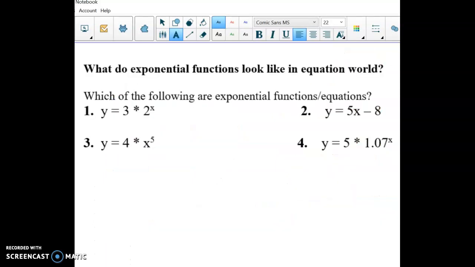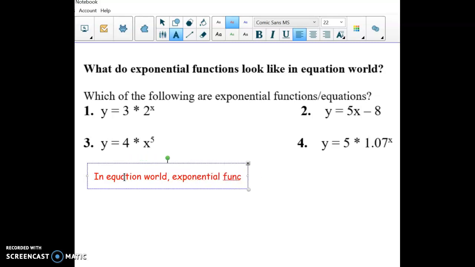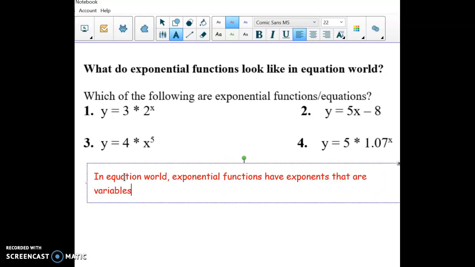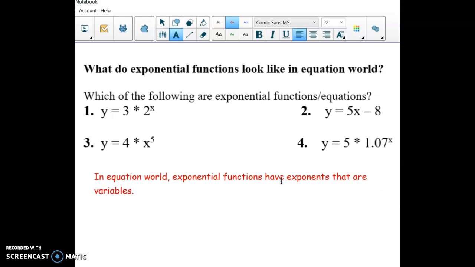And if we do a similar thing for the equations, sorry, my computer is freaking out here. In the equation world, exponential functions have exponents that are variables. Okay, so based on the definition, go through 1, 2, 3, 4.